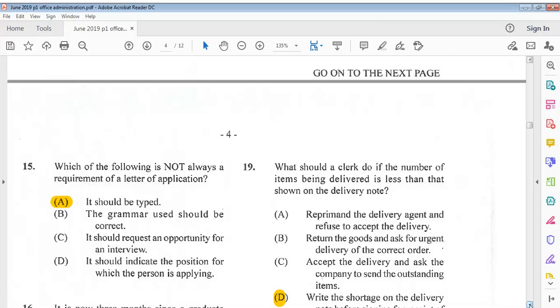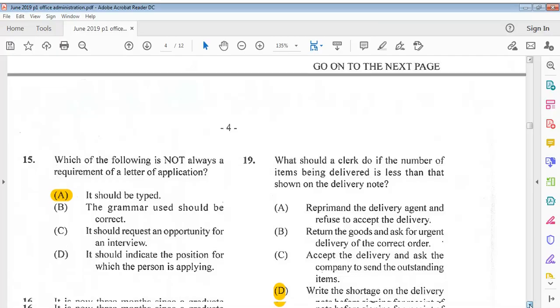So we know that a letter of application is not always required to be typed. But all the others are very, very important. The grammar, it should request an opportunity for an interview, and it should indicate the position. All of those things should be included in a letter of application. So the one that is not always required is A, it should be typed.